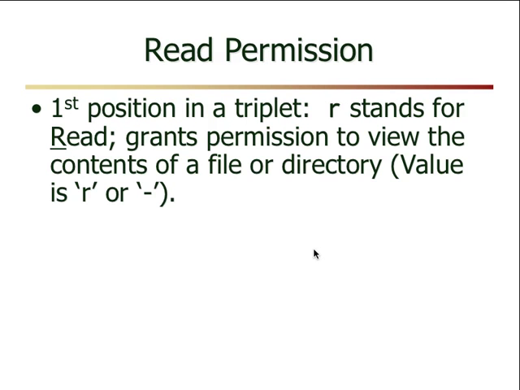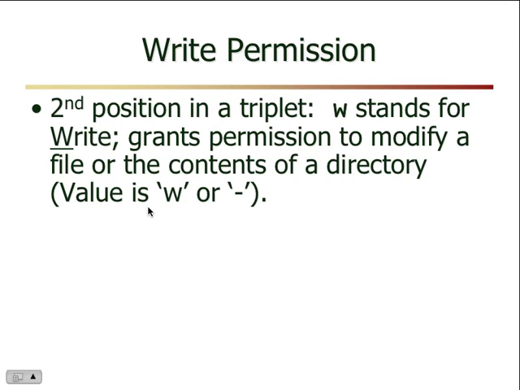Let's look at these particular properties. Read permission grants permission to view the contents of the file or the directory, which is the value R, or a dash to say no R. Write, the W, stands for granting privileges to modify the contents. You can have read without write, as we've seen in the example. You'd have to read the file in order to write to it, though. So if you can't read the file, you can't write to it, logically.